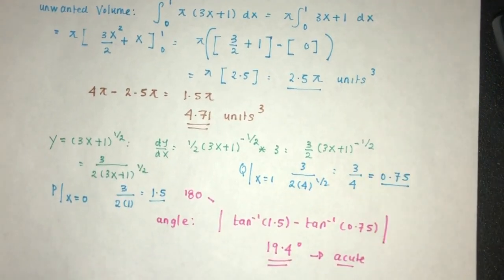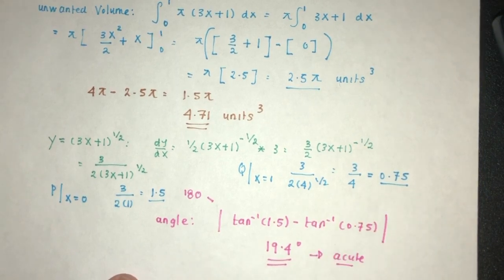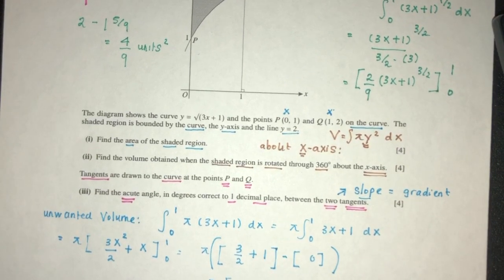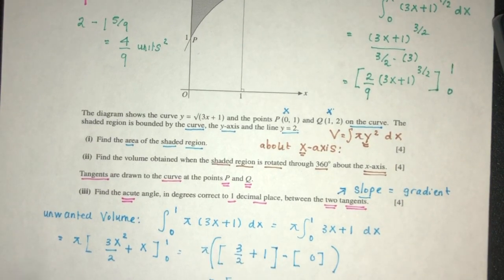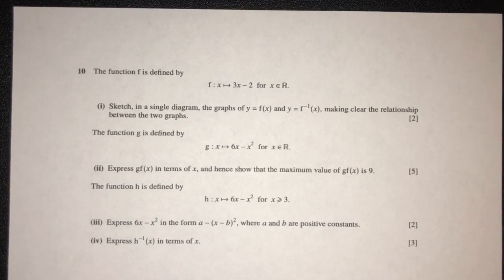But as I explained, sometimes you may have an angle which is more than 90. If that's the case, and if they are asking you for something acute, you just take 180 minus the whole thing. In this case, it is just perfect, and that will be your answer for question part 3 in finding the angle between two lines, in this case two tangents. Now let's move on to the next question.